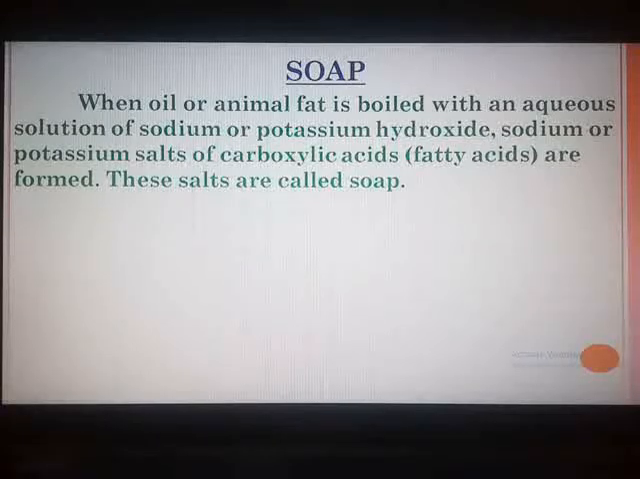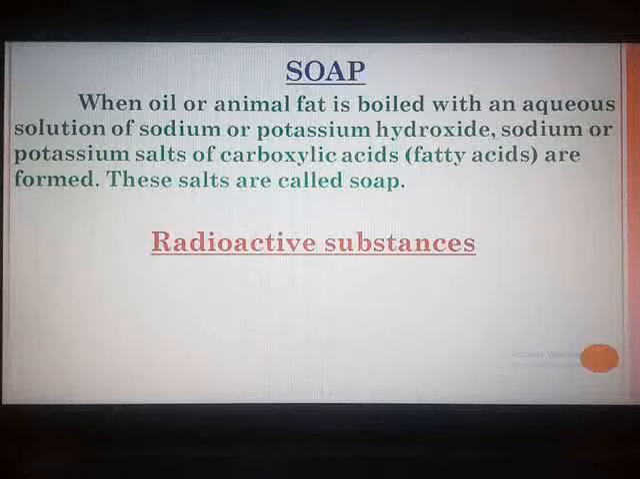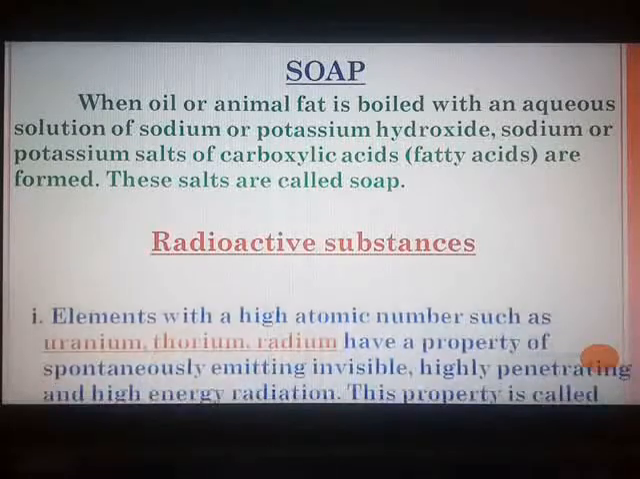Now we proceed with our today's topic, and the second topic for this chapter, radioactive substances. The name of the topic is radioactive substances. First, we will understand what we mean by radioactive substances.